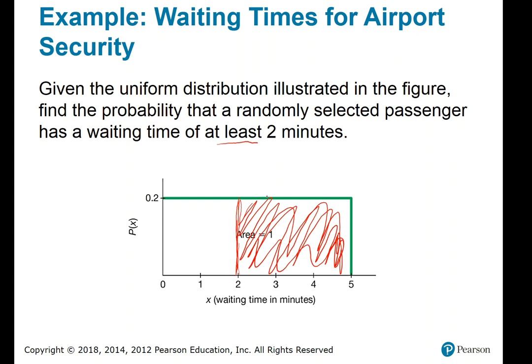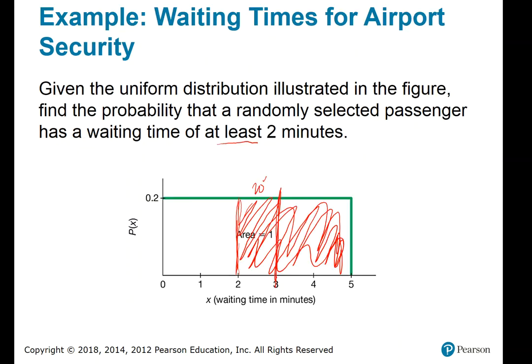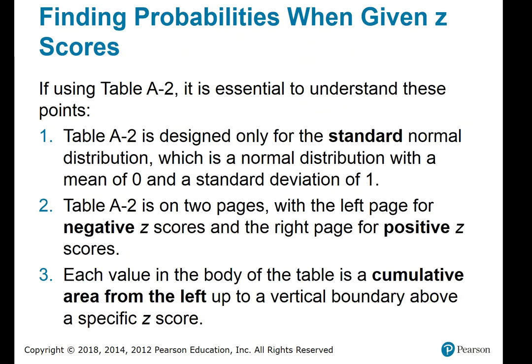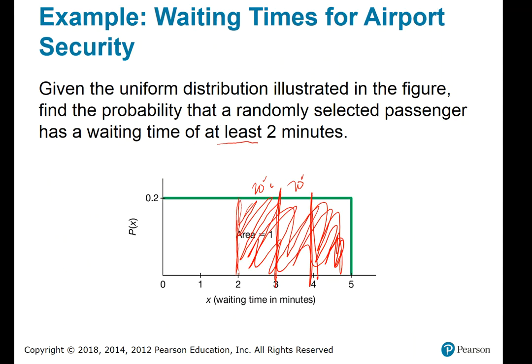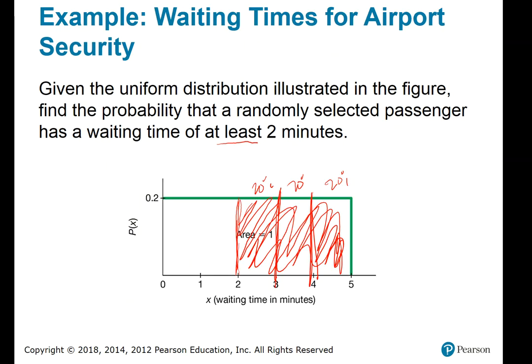If each one of these sections counts as 0.2 or 20%, we have one section here, so that's 20%. We have 20% here, and our last piece is 20%. So altogether we have a total of 20, 40, 60%. So 60% of the time they will have a waiting time of at least 2 minutes.